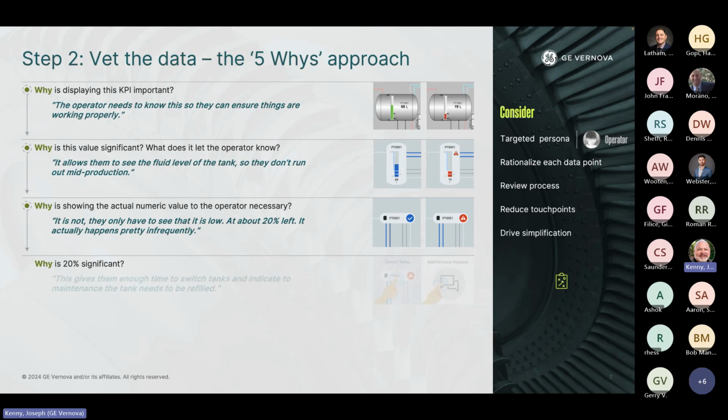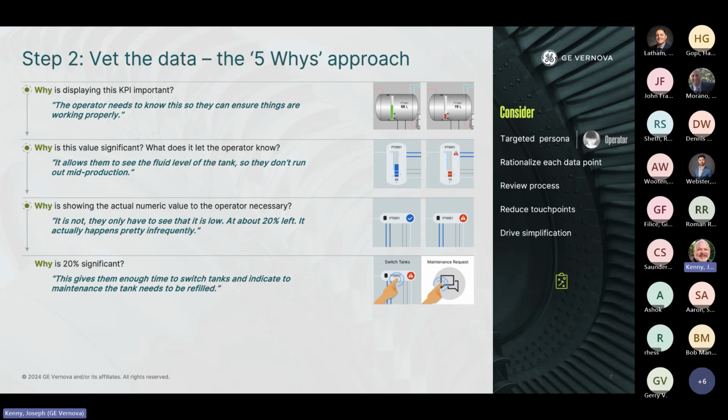And then it's, why is 20% significant? Well, we find out that this gives them enough time to switch the tanks and indicate to maintenance that the tank needs to be refilled. So in other words, they're not the one to refill it. So we've reduced the graphic now to a little icon, the name, and whether it's filled to the right level and okay to use or not.